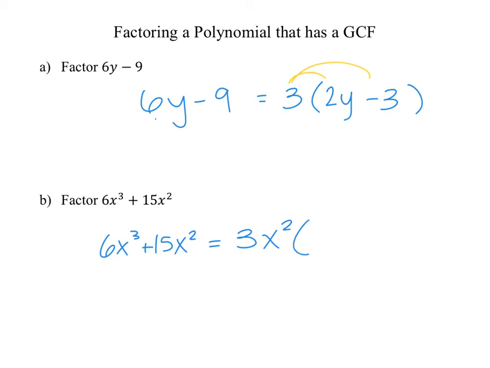From there, 6x cubed, 6 divided by 3 is going to be 2. X cubed divided by x squared, I have a single x left. 15 divided by 3 is going to be 5. And then x squared is already taken out, so I have no x's left, so that becomes that. And again, distribute and multiply to see if your answer is correct if you're not very sure.